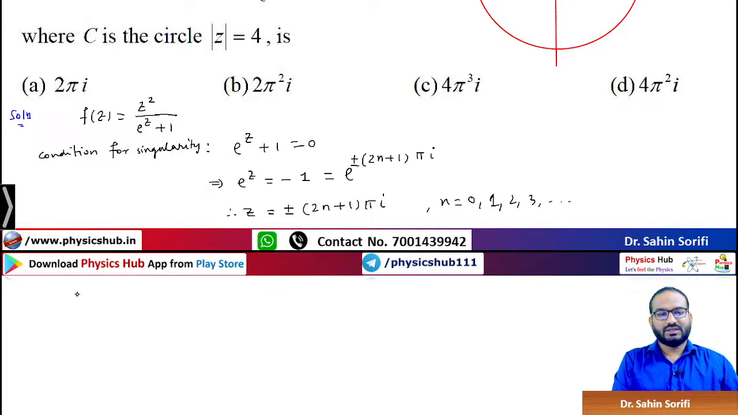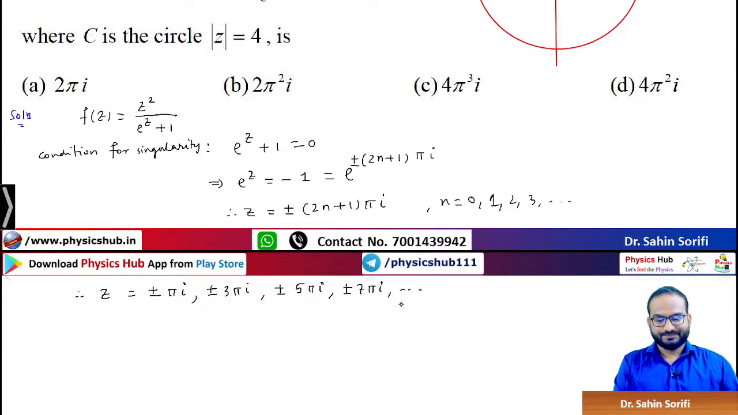So if you consider the value of z, if you put n equals 0, you get plus minus pi I. If you put n equals 1, you get plus minus 3 pi I. If n equals 2, plus minus 5 pi I, then 7 pi I, and so on. Right. So out of these poles, can you tell me which poles are lying inside the contour?